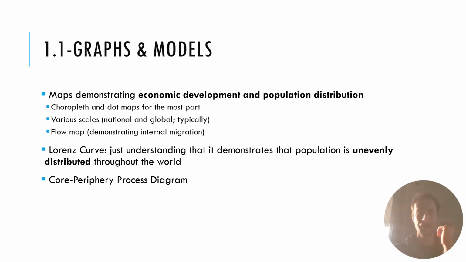Anywho, graphs and models. So here are the things that go with this topic area that you need to understand and be able to manipulate. So maps demonstrate economic development, population distribution. Those are typically choropleth and dot maps for the most part, being able to understand what they're telling you and being able to describe them especially. Various scales, so sometimes you get national and globally typically.